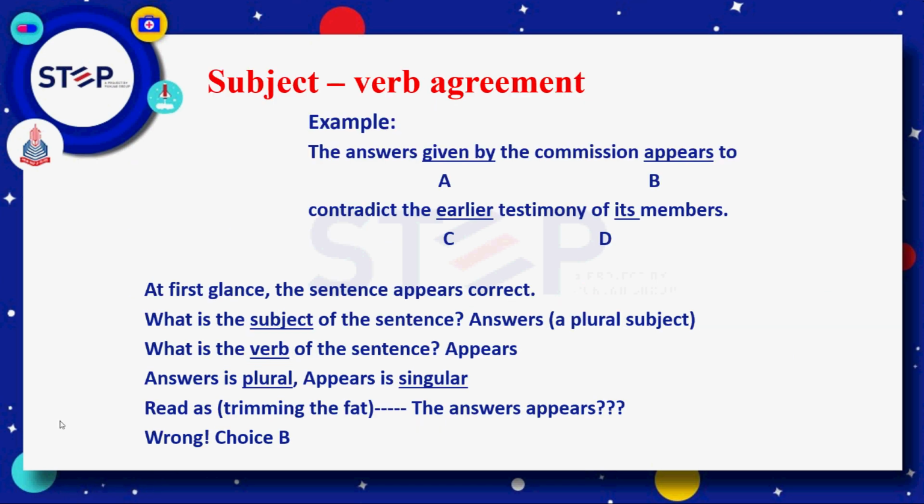So okay, now let's look at the subject verb agreement section and another example. The answers given by the commission appears. So the answer is a plural subject. So we need a plural verb. This S is wrong over here, and the explanation is given.